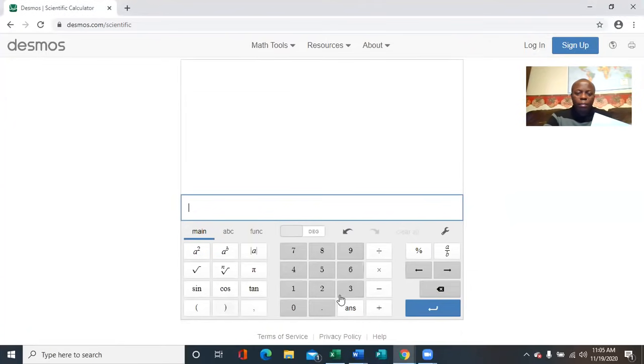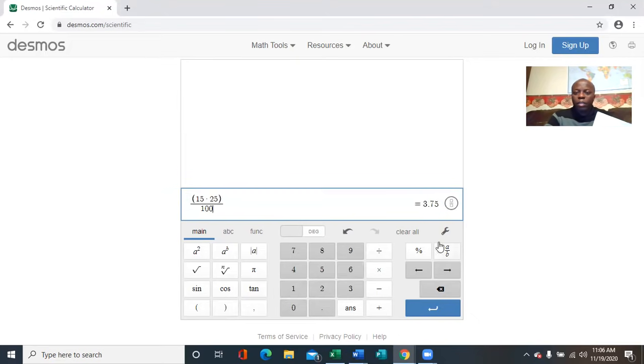I have 15 times 25, then divided by 100. Okay, that's given us 3.75. You can see right here. Now, 3.75 is the location number.